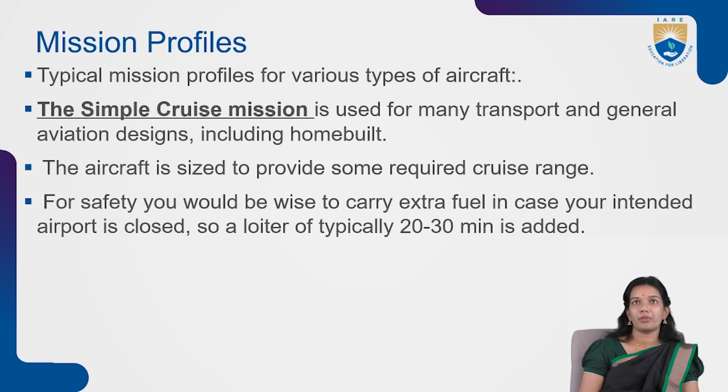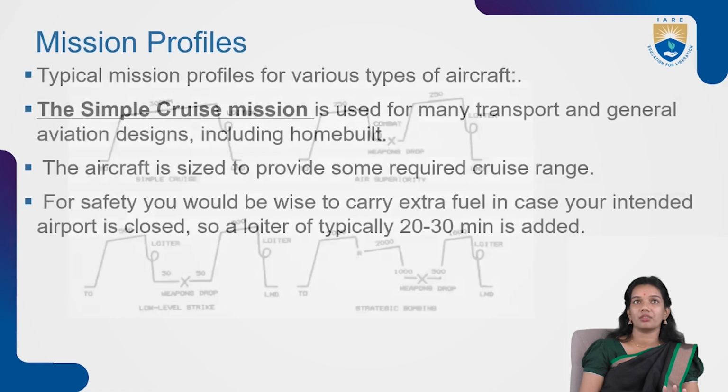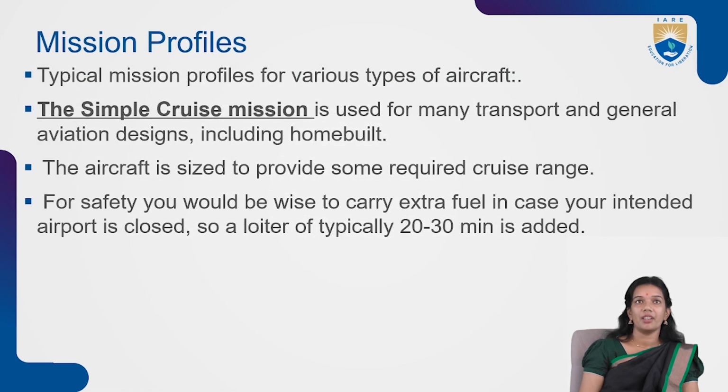This has been sized to provide a required cruise range, right? A required cruise range is given, and it is going to return to its base only. For any safety purpose, like emergency cases, I might want extra fuel. I want extra fuel because I need to loiter for 20 to 30 minutes. So we have an additional range that is given by a sizing specialist, which ensures that the sizing is given clearly, right?